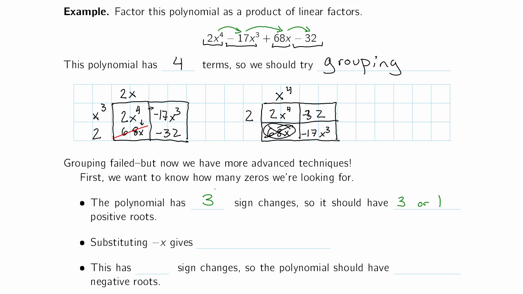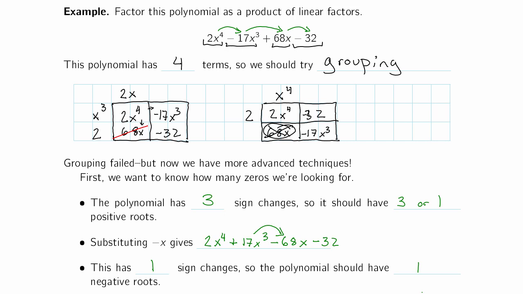When we plug in negative x, that's going to reverse the sign of everything with an odd power of x. 2x to the 4th stays the same. Negative 17x to the 3rd becomes positive 17x to the 3rd. Positive 68x becomes negative 68x. And then negative 32 stays the same. Here we have 1 sign change, so we'll have 1 negative root. Okay, we know we're going to have at least 1 positive root, and we might have 3. We're going to have exactly 1 negative root.